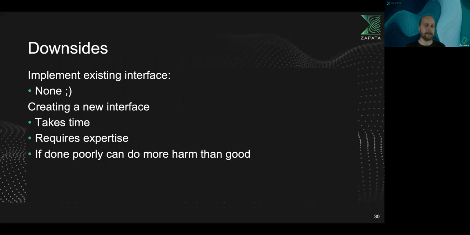So there are some downsides of using interfaces. When it comes to implementing an existing interface, there are basically no downsides. The only downside that I can think about is that it forces you to use the same methods and the same input and output data. But if you want to implement it, it's relatively easy to do that, and it's not a huge overhead.